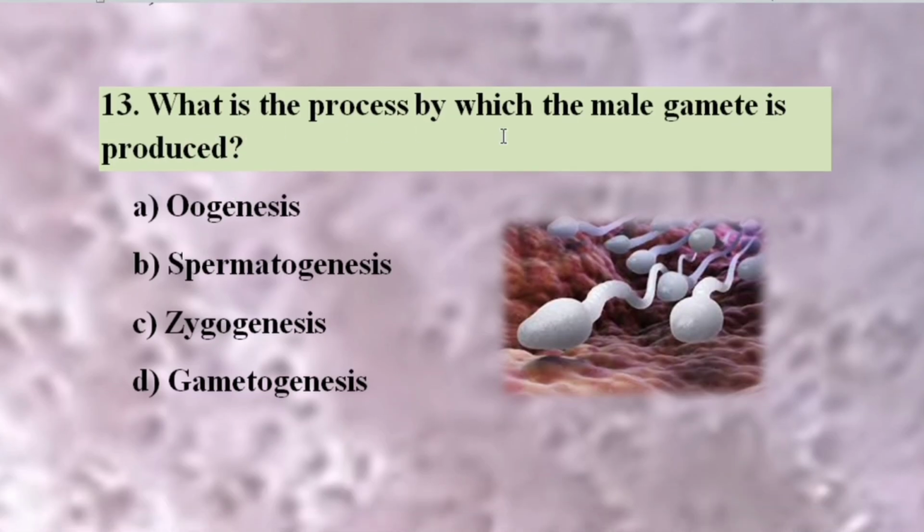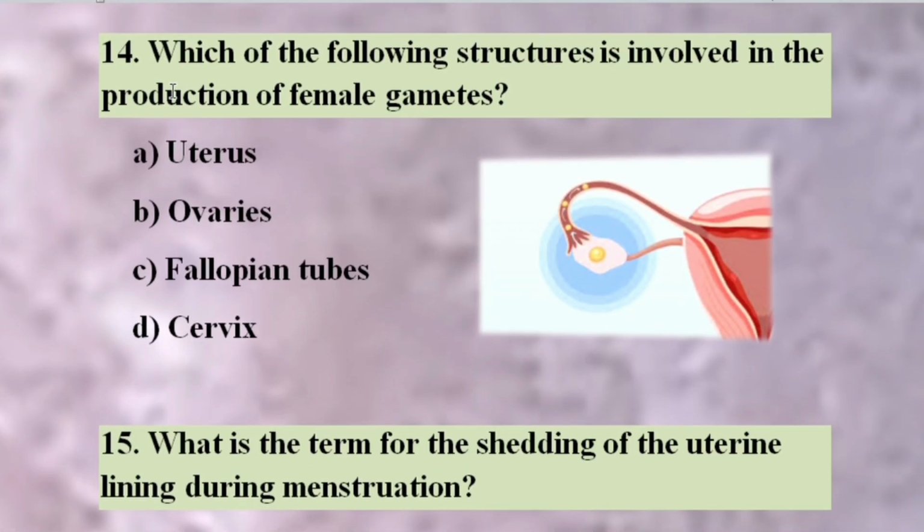What is the process by which male gamete is produced? Alpha, oogenesis; beta, spermatogenesis; Charlie, zygogenesis; delta, gametogenesis. Here the right option is beta, spermatogenesis. Which of the following structure is involved in the production of female gametes? Alpha, uterus; beta, ovaries; Charlie, fallopian tubes; delta, cervix. Here the right option is beta, ovaries.